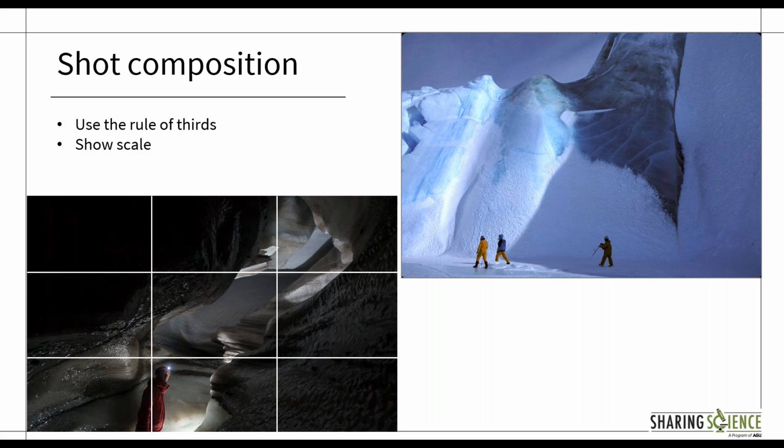Another thing that's really good to do is to show scale. So this image on the right is this beautiful glacier in Antarctica, and without those people in it, it's very beautiful, but you wouldn't be able to tell how big it is. But by showing the people next to it, you could actually see its true size, which makes it more impressive.